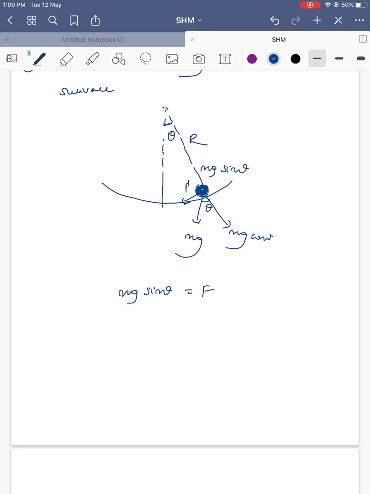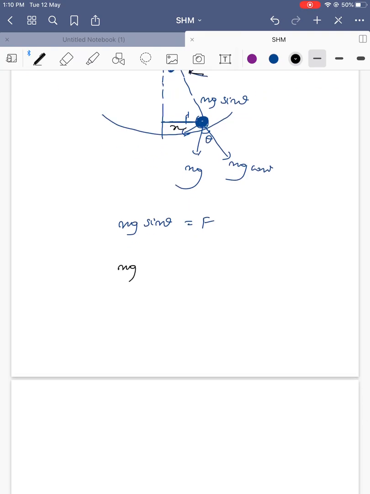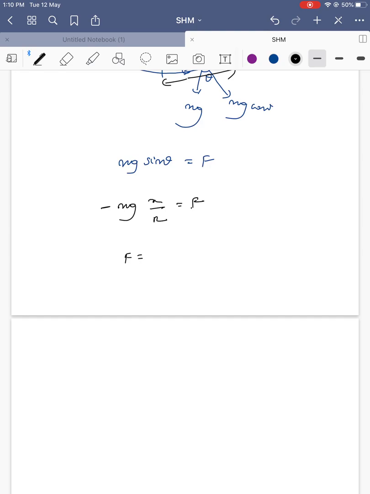For small values of theta, sin theta is equal to tan theta, which is also equal to theta. I displaced a small amount, the small displacement is x, and here is r. So I can write the restoring force as mg into x by r. I displaced to the right, but the force is to the left, so I keep a minus sign, because if right is positive, left will be negative. So F is equal to minus mg by r into x.